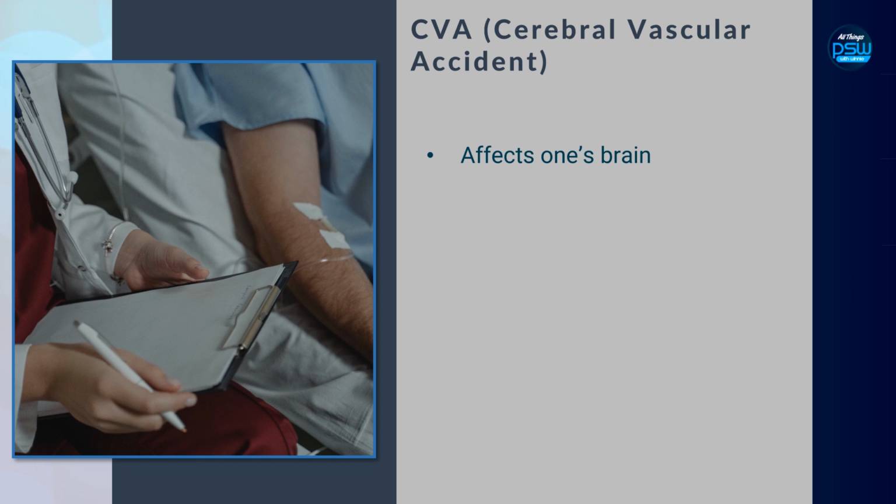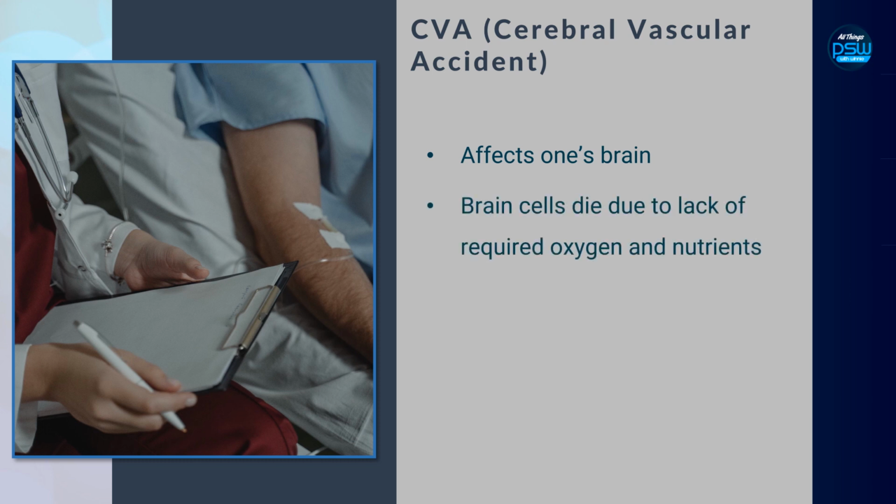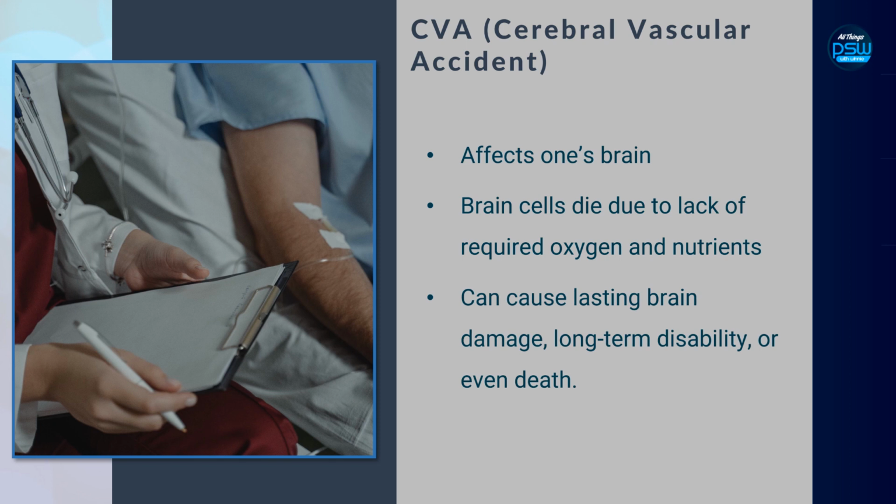So let's talk a little bit more about the difference between these two. We spoke about the CVA and we said it's in the brain, but as a result of this, your brain cells cannot get the oxygen and nutrients that they need from the blood, and they start to die within a few minutes. So this can cause lasting brain damage, long-term disability, and sometimes death.